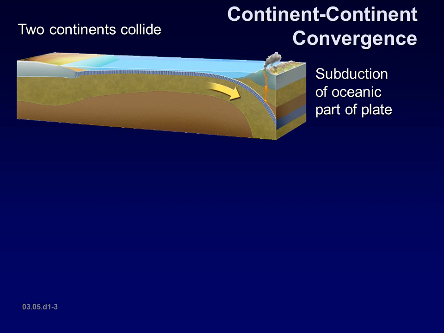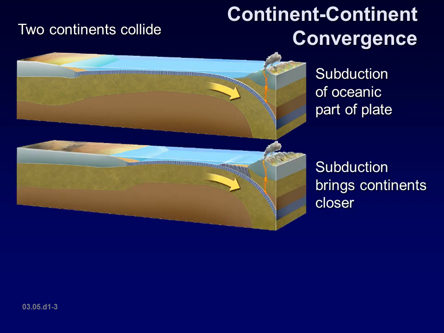So we start out with subduction of the oceanic part of the plate. This would be like the continental shelf, the shallow area of oceanic crust that is attached to the continent, and that's able to subduct because it is thin and less dense. When it comes in contact with another continent, it doesn't stand a chance. It subducts.